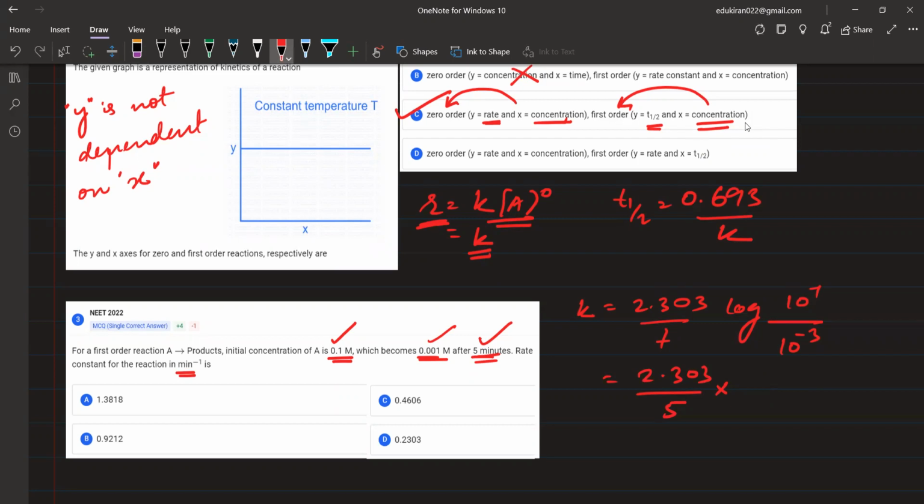Those who don't get 2, please see 10 to the power minus 1 and 10 to the minus 3. So it will become 3 minus 1. This is equal to 10 to the power 2. Log of 100 is equal to 2, as you have seen earlier also. What will be the answer? 4.606 divided by 5, so approximately close to 0.9. B is the correct answer.